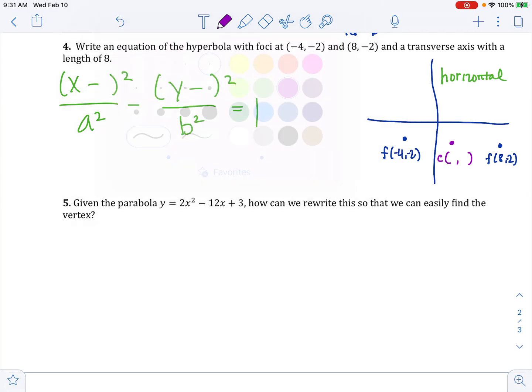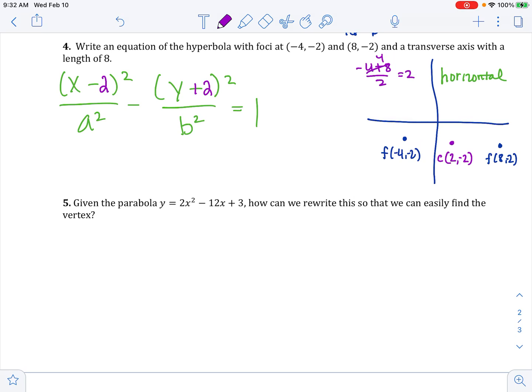So my center is going to be at something, comma, oops, I see a mistake I wrote down. This is 8, negative 2. So I know it's something, comma, negative 2. And to get that something, it's directly in between negative 4 and 8. So negative 4 plus 8 divided by 2 is 2. So it's at (2, negative 2). So h is 2, k is negative 2.